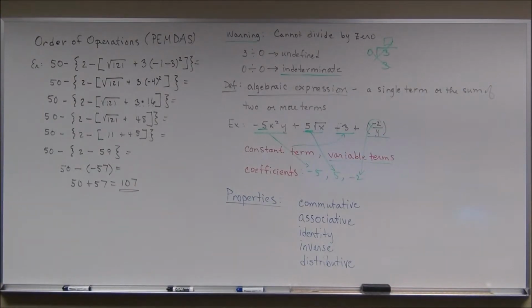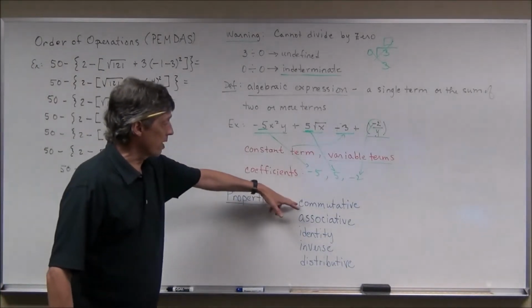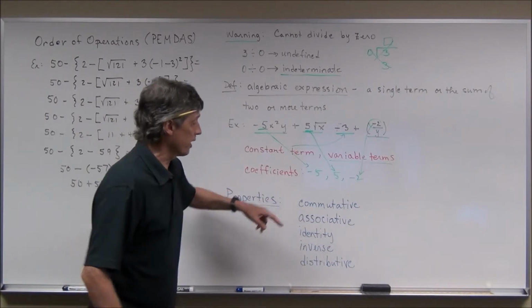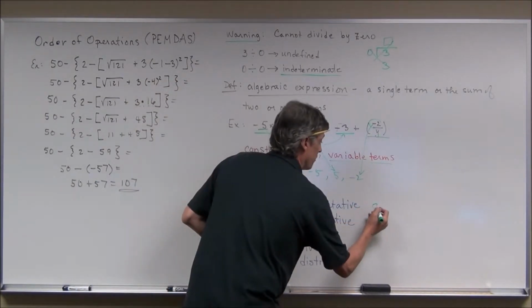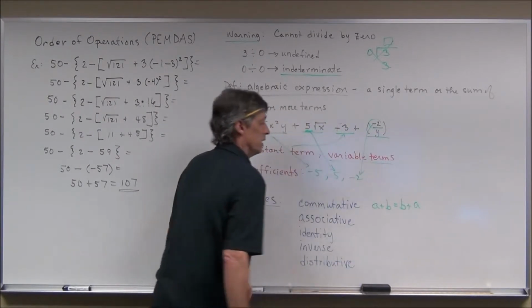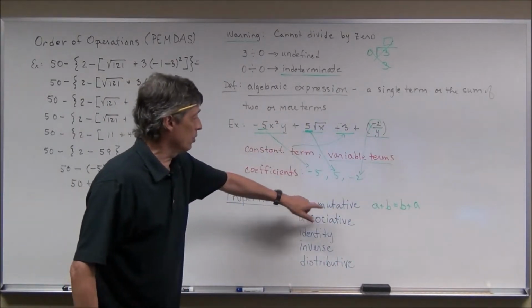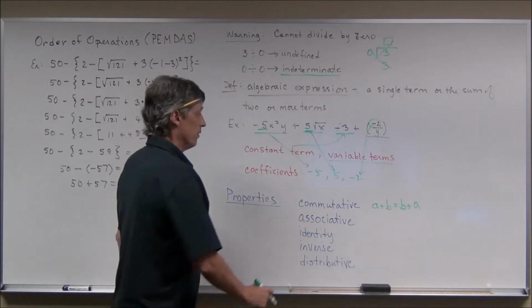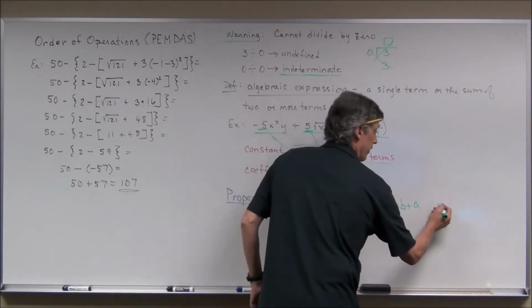I'm jumping again right into the properties. I've listed the first names of the properties. There are 2 commutative properties, 2 associative properties, 2 identity properties, 2 inverse properties, and of course good old Mr. Distributive Property at the end. The commutative property is for adding and for multiplying. Addition, of course, means that if you add 2 real numbers, it doesn't matter which order. Commutative, change order. This is for addition and for multiplication.